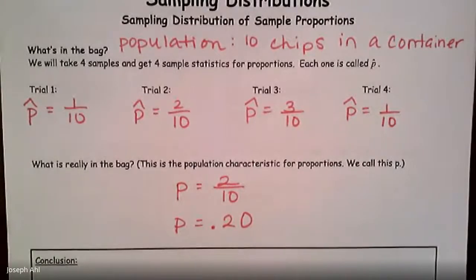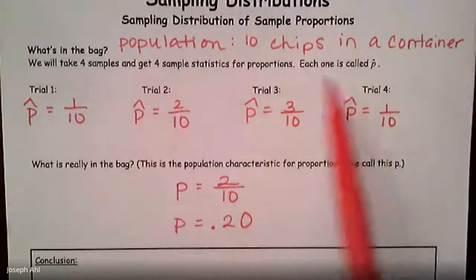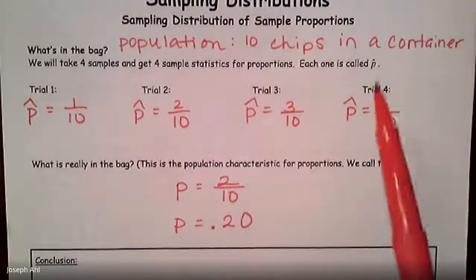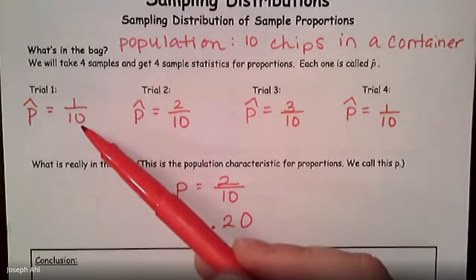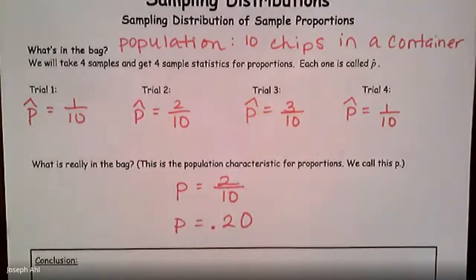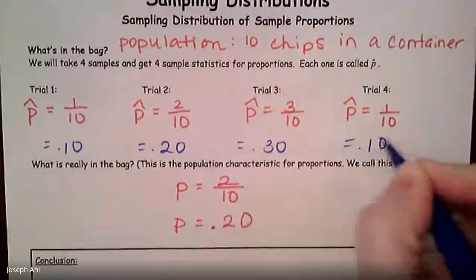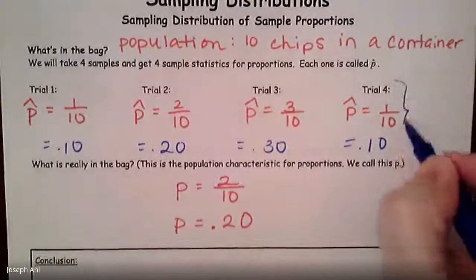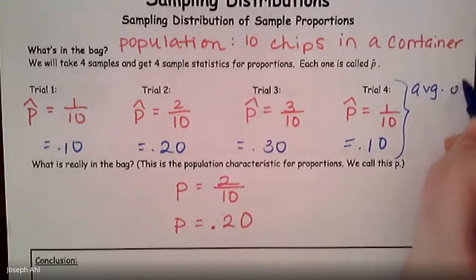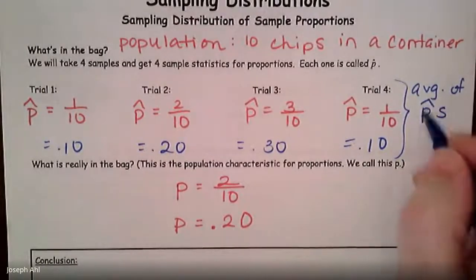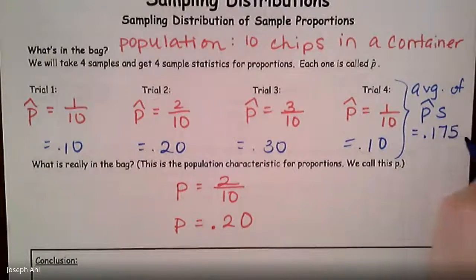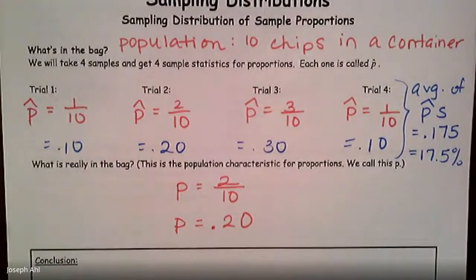So what we're going to wind up doing is we're going to think about, okay, well, if I take a look at these 4 trials of choosing those 10 chips and recording how many of my 10 were red, what would be the average of all these? Okay, so this would be what, 0.10, 0.20, 0.30, and back to 0.10. If you add these up quick and then divide by 4, I'll tell you that the average of your P hats winds up being 0.175. So about 17.5% of the time, we wind up getting red chips from our 4 trials.